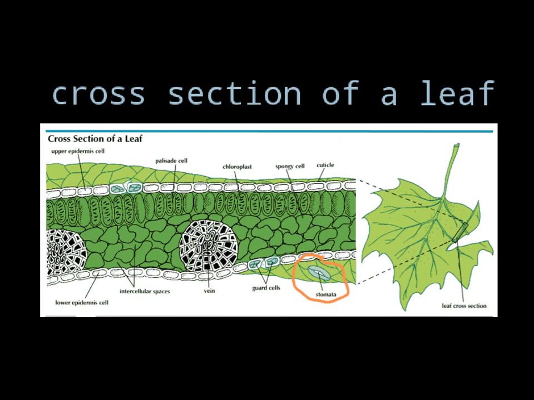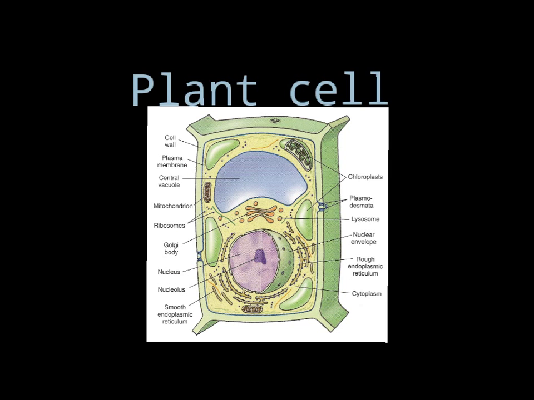Photosynthesis. This is the cross-section of a leaf. It basically shows all the layers of the leaf. This is the stomata. This is the plant cell. These are the chloroplasts. They are known as a site of photosynthesis.